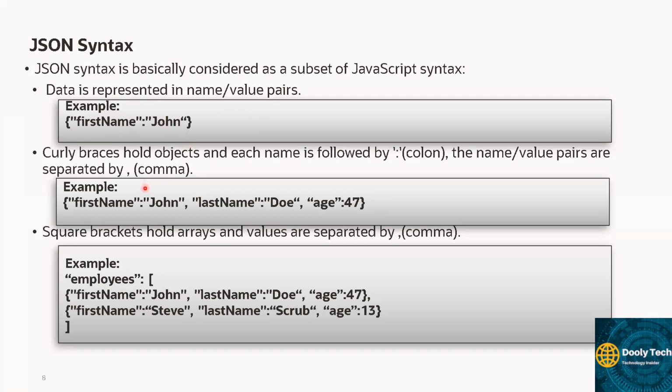The second example is another object, which has three name value pairs showing the values of each, both as a string and as a number. And the third example shows the employees array as a square bracket with two sequences in the array, and each sequence consisting of a first name, last name, and age.